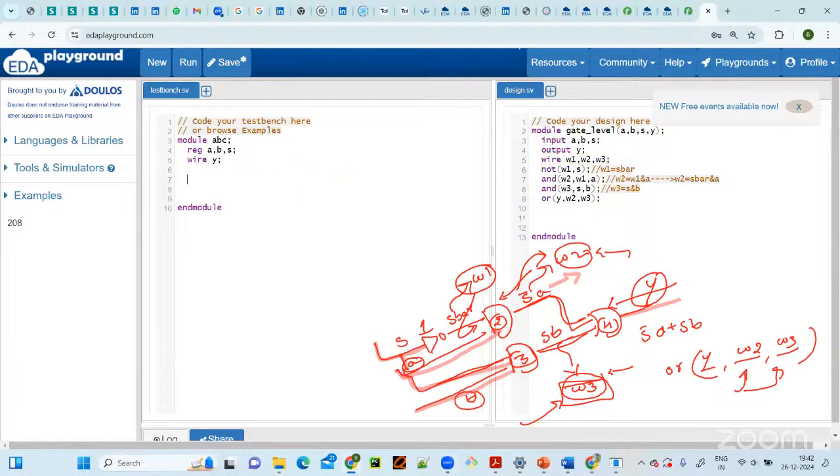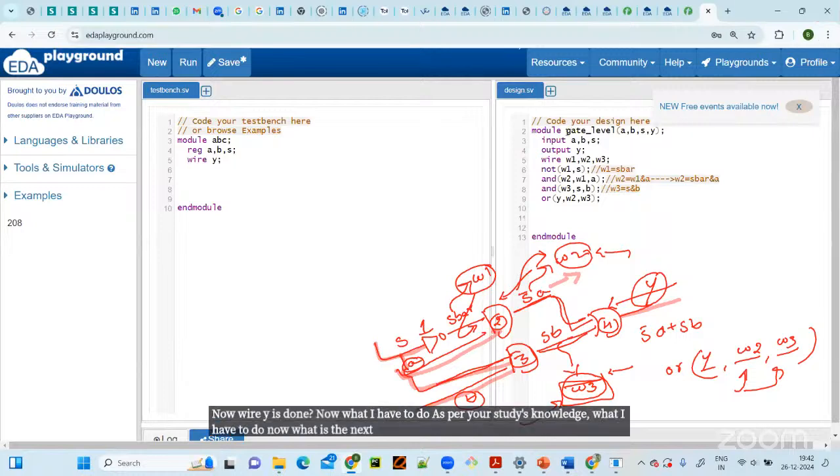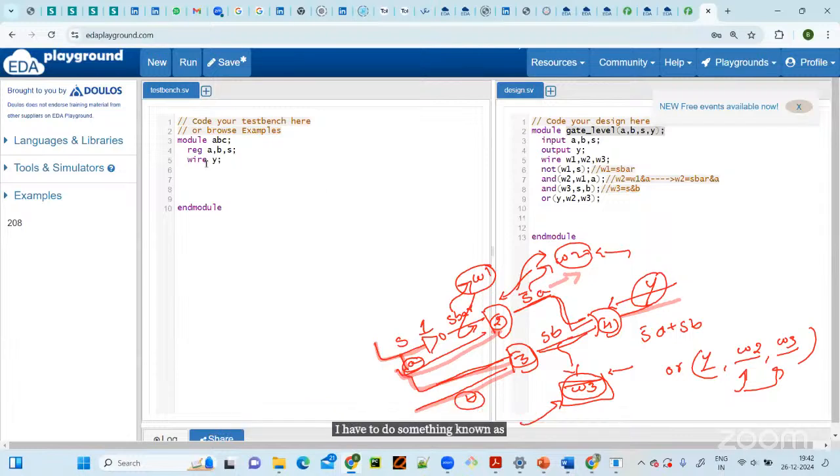Now wire Y is done. Now what I have to do? As per your yesterday's knowledge, what is the next step I have to do? I have to do something known as module instantiation. So here I will be taking something like A1 as the instance name.